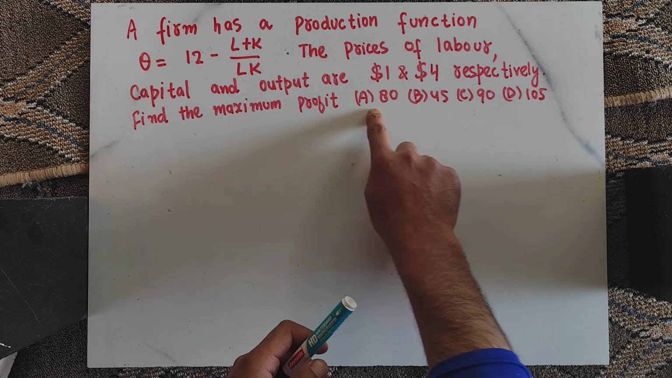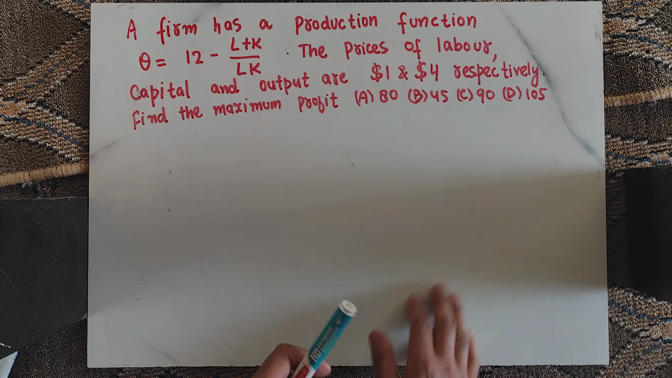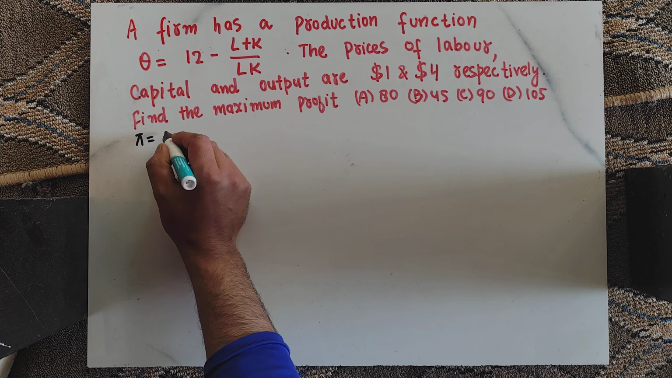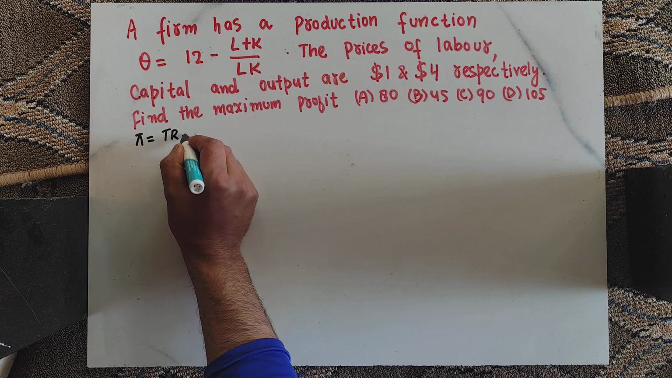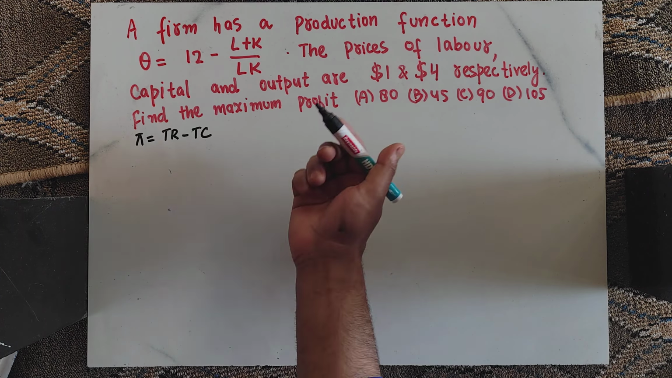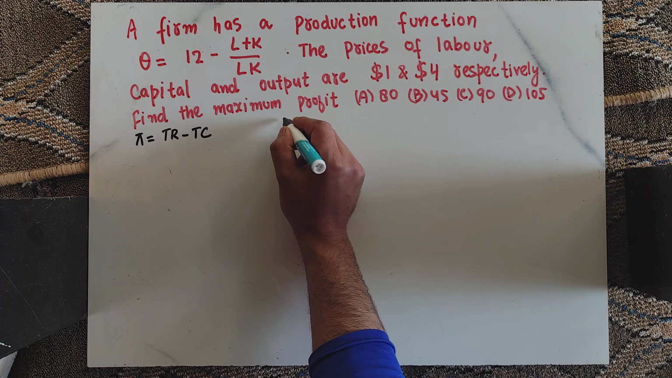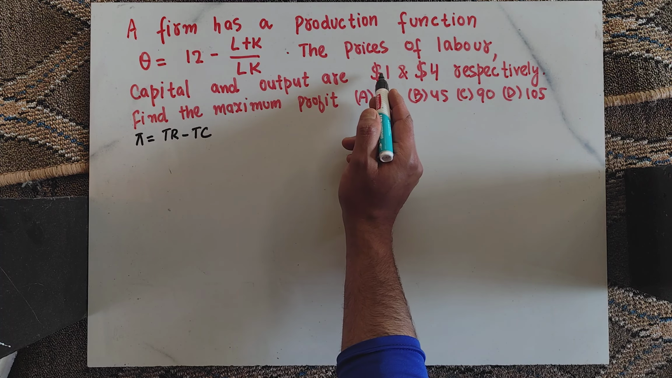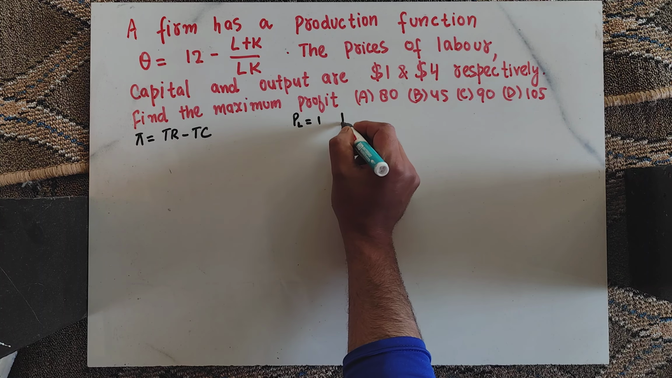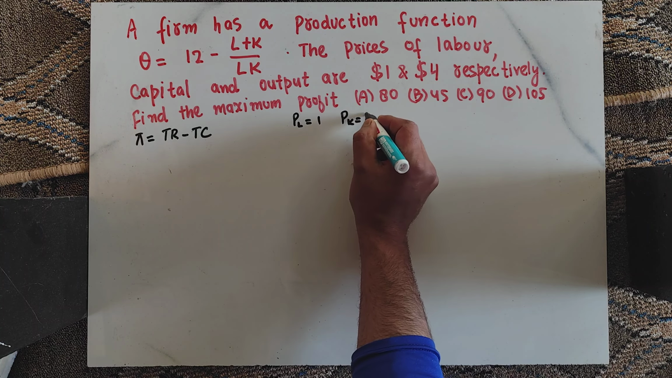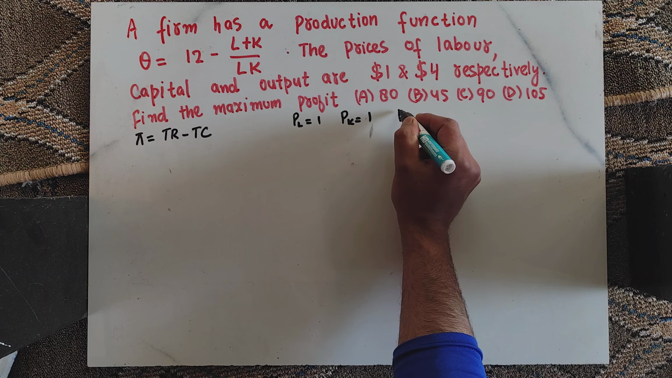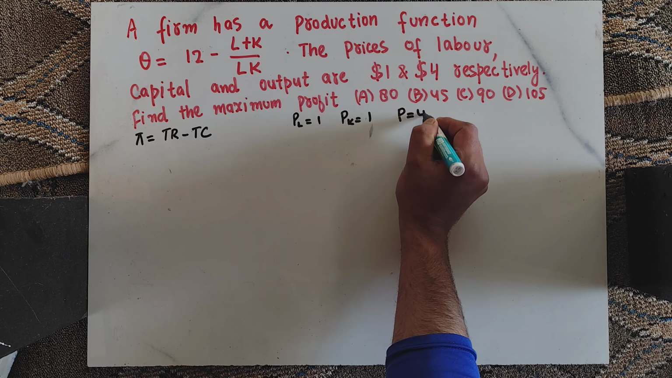Options are being given, and we need to find out the correct option. We know that profit is equal to total revenue minus total cost. We are given that the price of labor is $1, the price of capital is $1 also, and the price of output, which is P, is $4.